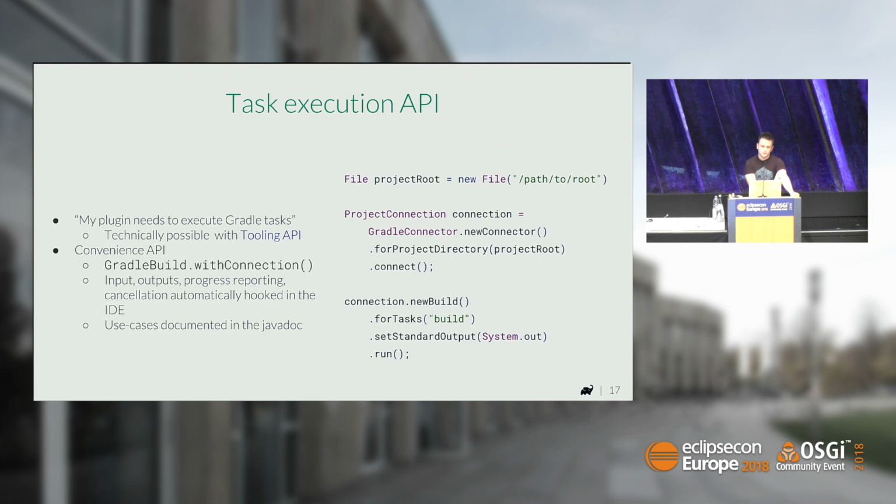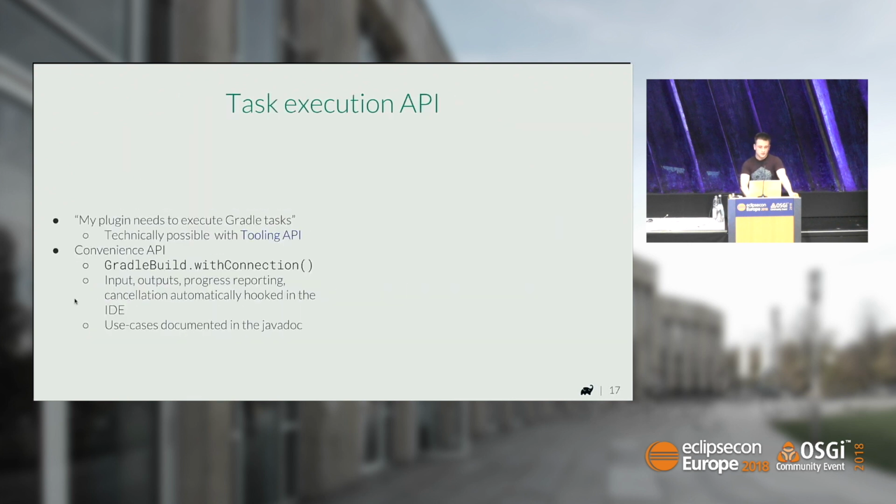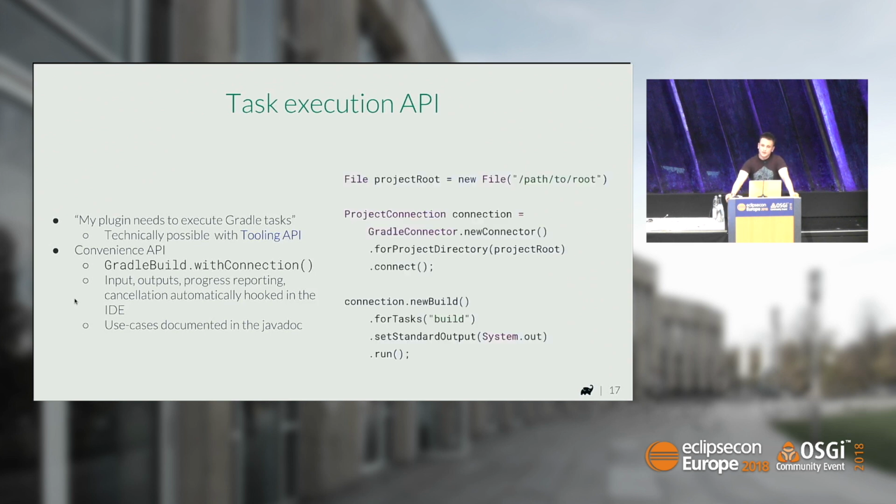So what we decided to do was add a withConnection method to the Gradle build interface, the same interface that we had before. You can call withConnection, and with that you can basically call the same Tooling API methods, but the objects that you get via this withConnection method are already pre-configured to reuse the UI elements from Buildship. So it's much easier to do it this way.